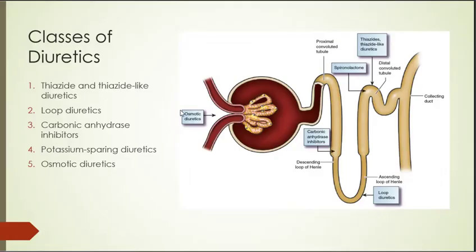As you see, this is where the nephron is. Osmotic starts here. Proximal tubule, then carbonic anhydrase inhibitors are here. Loop of Henle, that's why loop diuretics get their name. Loop diuretics act here. Spironolactone is after all the sodium is reabsorbed. You'll see it after here. I'll talk to you a little bit more about it so you can understand it better.